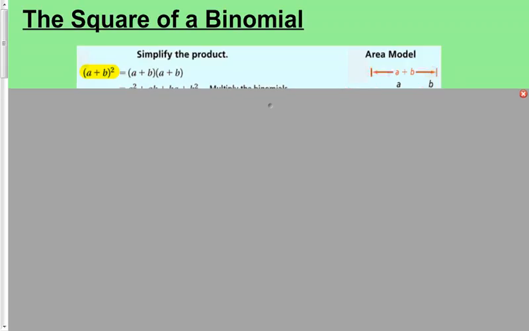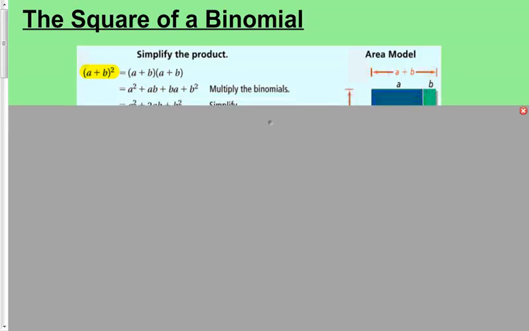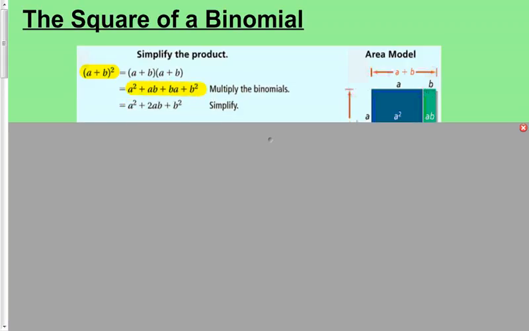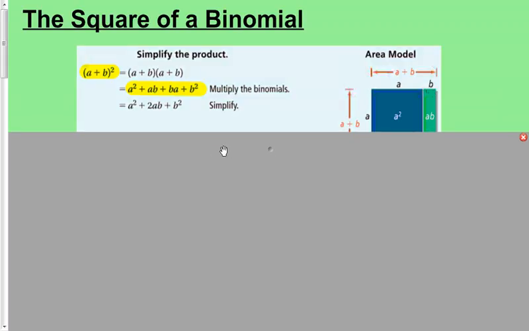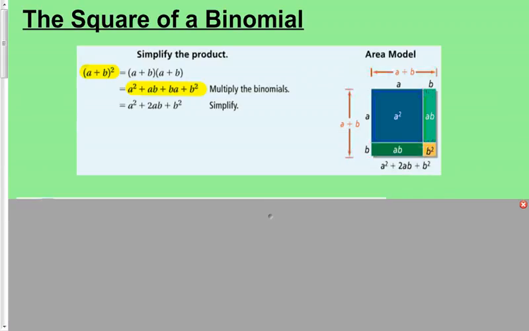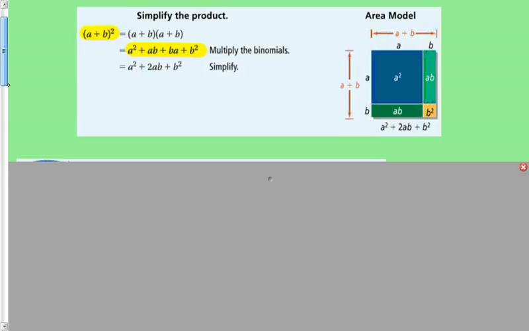When you do the FOIL method, you get a squared plus a times b plus b times a, or a times b if you want to turn it around, plus b squared, which you can combine, and you get a squared plus 2ab plus b squared. Okay? So that's how you do it using the FOIL method. That is actually showing us a shortcut already.